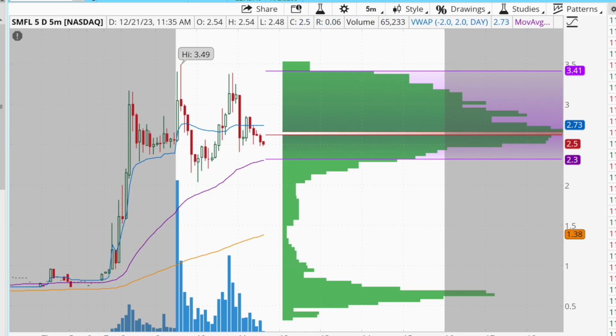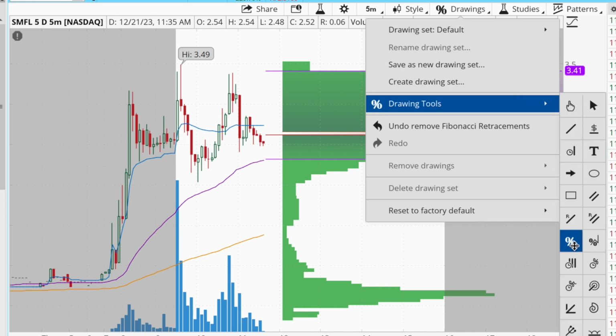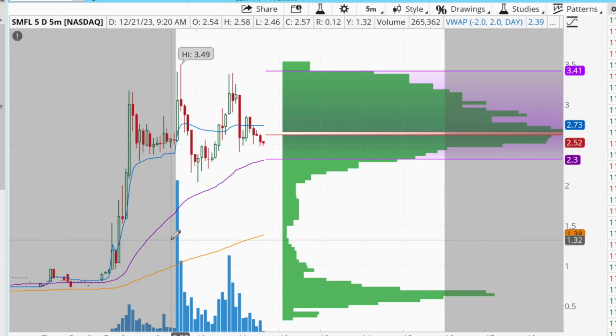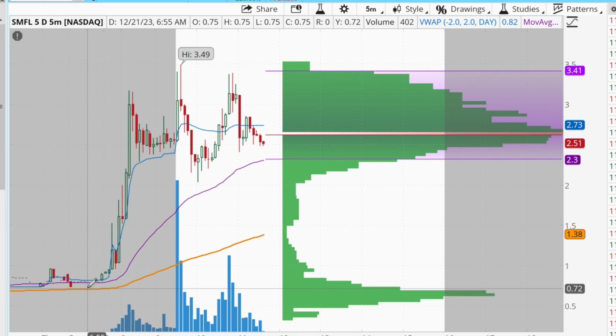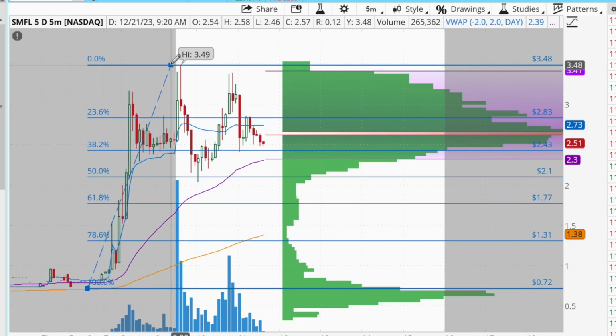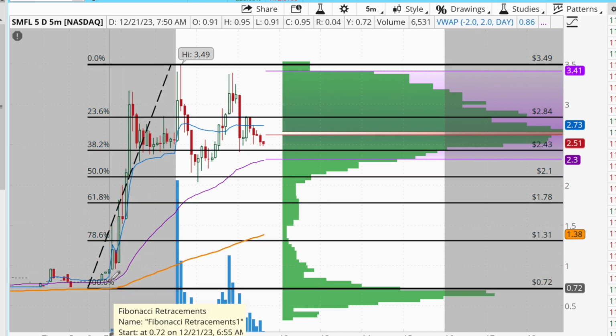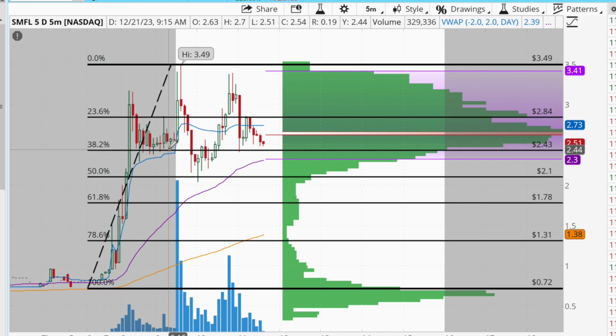So for example, to show you very briefly how Fibonacci retracements work, we have the stock here, SMFL. This was a big gap up this morning in pre-market. If you're using Thinkorswim, you go to your drawing tools, select the Fibonacci retracements, and with an upward move you start at the lows, click, drag it all the way up to the high, click, and it's going to give you your retracement levels. So we have our 38%, our 50%, and our 62%.